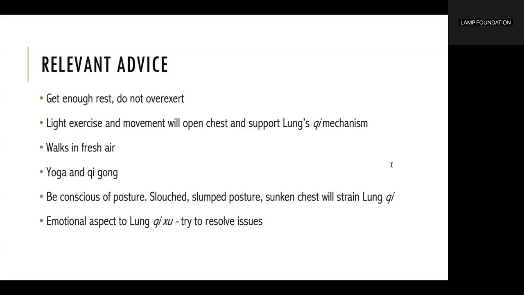Yoga and Qigong often utilize breathing exercises that have a beneficial effect on lung qi. It is important that a person who is lung qi deficient is conscious of their posture because a slouched, slumped posture and sunken chest will strain lung qi. If there is an emotional aspect to the lung qi deficiency, the person should try to resolve these issues.